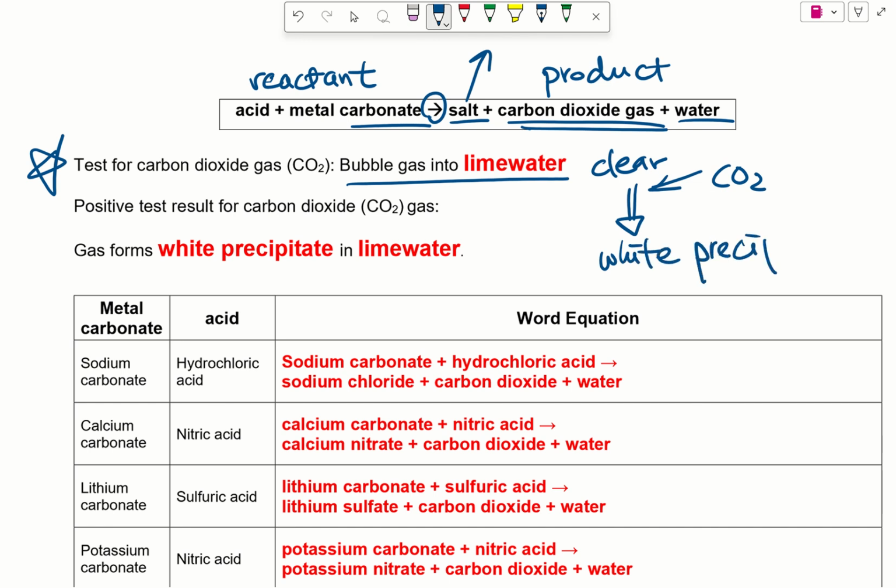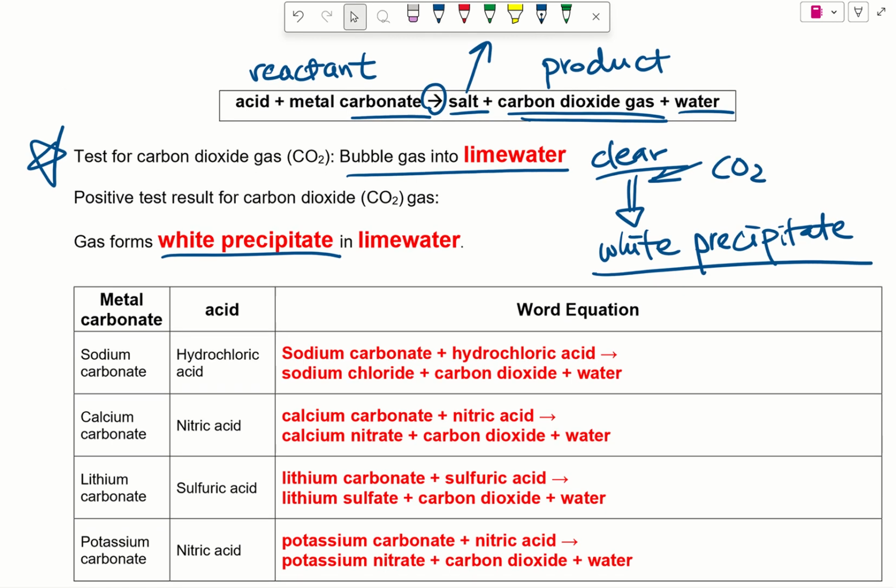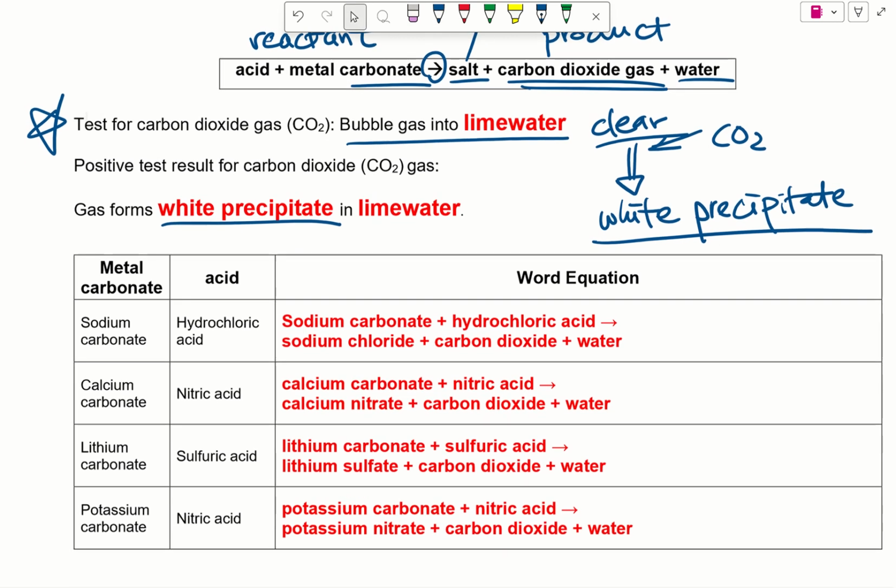Okay, so if the lime water, which at first is clear, became white, like milky white, that means the gas that is introduced into the lime water is carbon dioxide. But if I introduce a gas into the lime water and the lime water, starting clear, remains clear, that means the gas is not carbon dioxide. Simple as that. Okay, so what's the positive result? It means the gas will form a white precipitate in lime water.